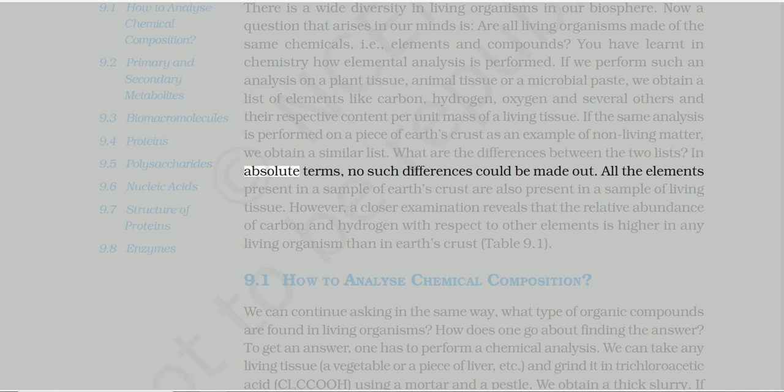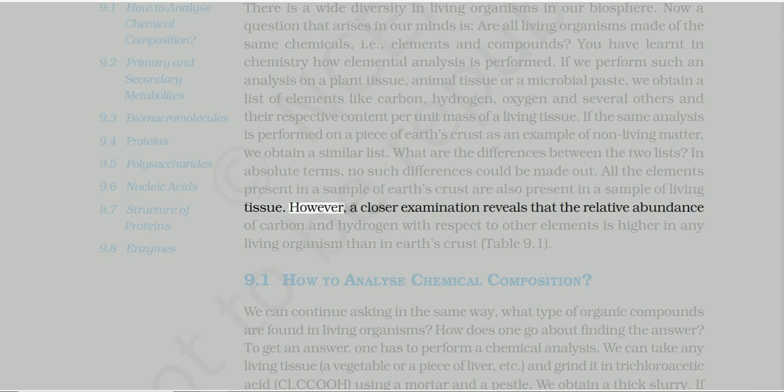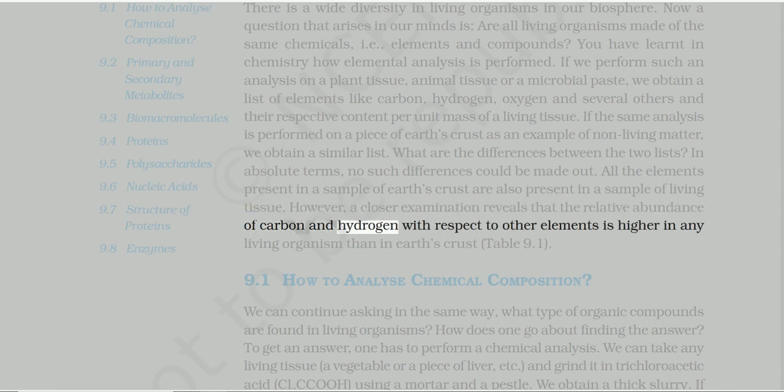In absolute terms, no such differences could be made out. All the elements present in a sample of Earth's crust are also present in a sample of living tissue. However, a closer examination reveals that the relative abundance of carbon and hydrogen with respect to other elements is higher in any living organism than in Earth's crust. Table 9.1. How to analyze chemical composition.